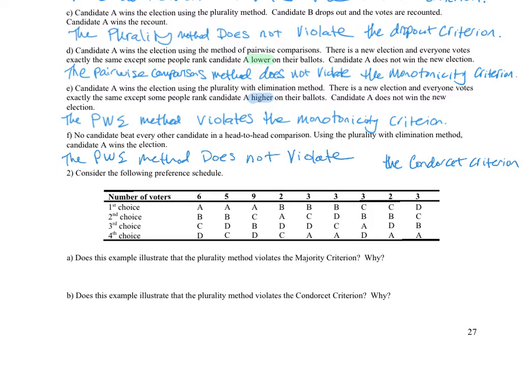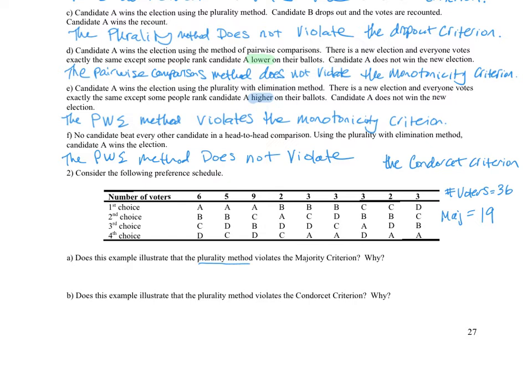Okay, number 2. Consider the following preference schedule. Does this example illustrate that the plurality method violates the majority criterion? Okay, so let's see, number of voters here. I need to know if anyone has a majority. So I'm going to count up the number of voters. 6 and 5 is 11, and 9 is 20, 22, 25, 28, 31, 36. Okay, which means a majority, more than half, so half is 18, so a majority would be 19.